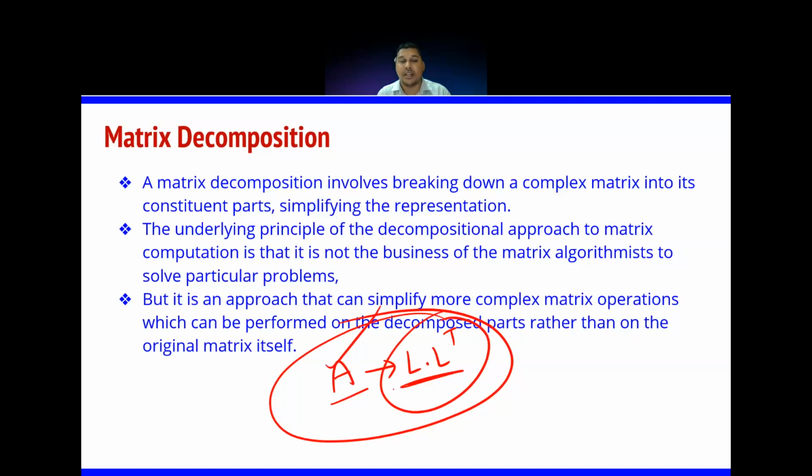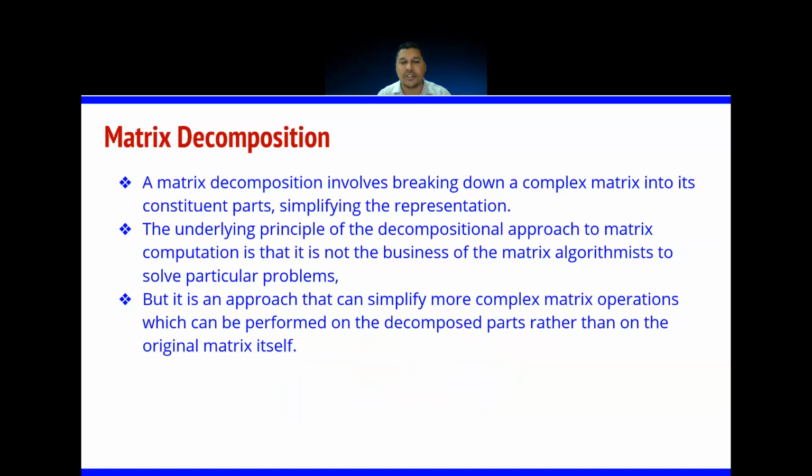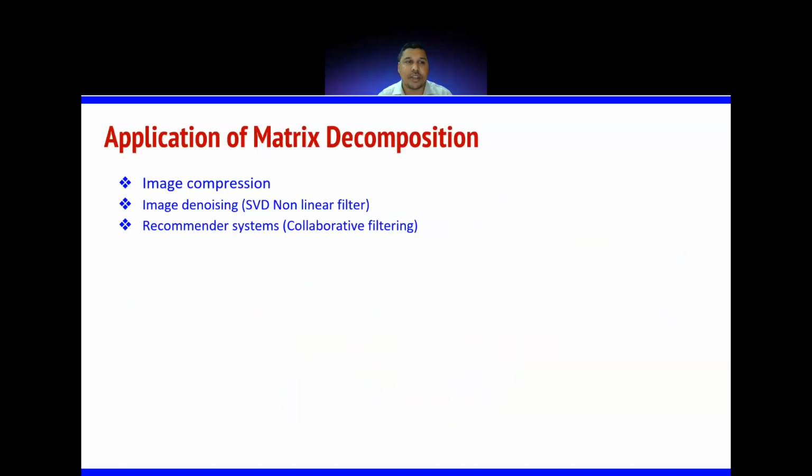But why am I doing this? Applying operations on A is difficult, but applying them on L and L transpose is easy. So having two separate matrices, playing with those two separate matrices is easy. But the original matrix is not going anywhere. It is intact. That is the main idea behind matrix decomposition. It has a lot of applications, and there are different kinds of matrix decomposition techniques.